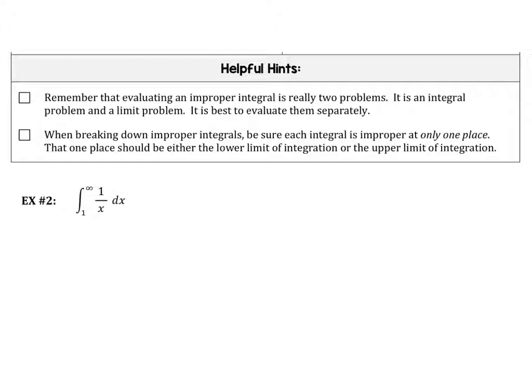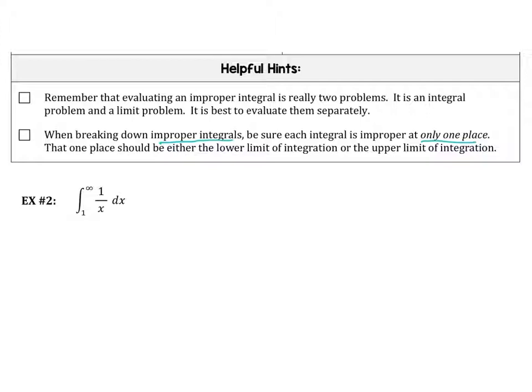Okay, so some helpful hints here. For the first part, remember that you're really evaluating two different types of problems. You have an integral problem and a limit problem, and you do those separately. And then when you're breaking down the improper integral, you need to make sure it's only improper at one place. In other words, either your lower or upper endpoint has to be infinity. If both the upper and lower are infinity, then we have case 3 that we would look at.